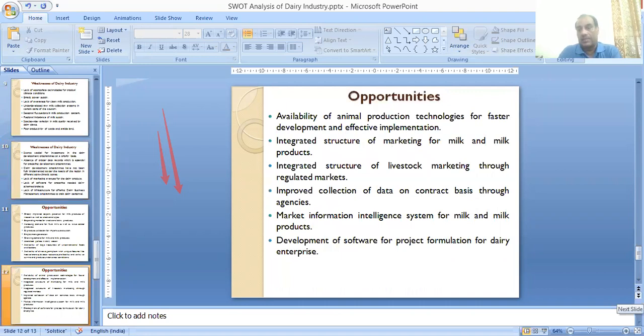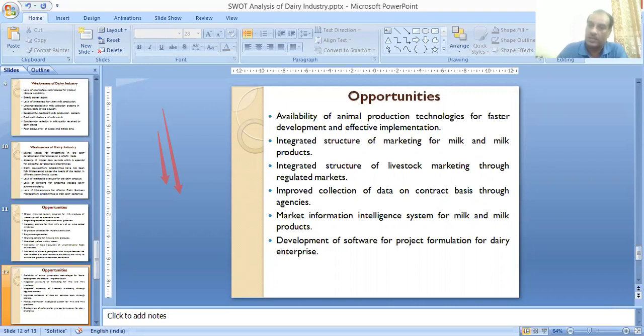And then the other opportunities are availability of animal production technologies for faster development and effective implementation. Now new technologies are coming up, which are being adopted by the farms and by the processors, and small scale production has become possible.